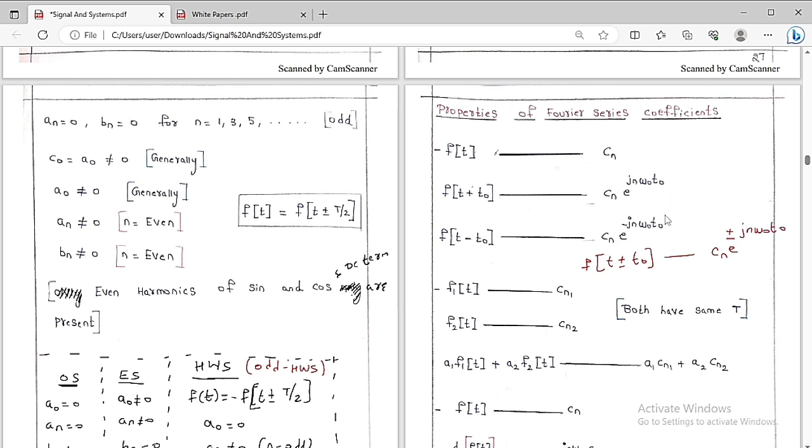So this is what, in simple words, I can say. f(t ± t0) has the Fourier series coefficient Cn times e to the power of ± j n omega naught t0. Here positive means positive, and negative means negative. So this is the point you always have to keep in mind.